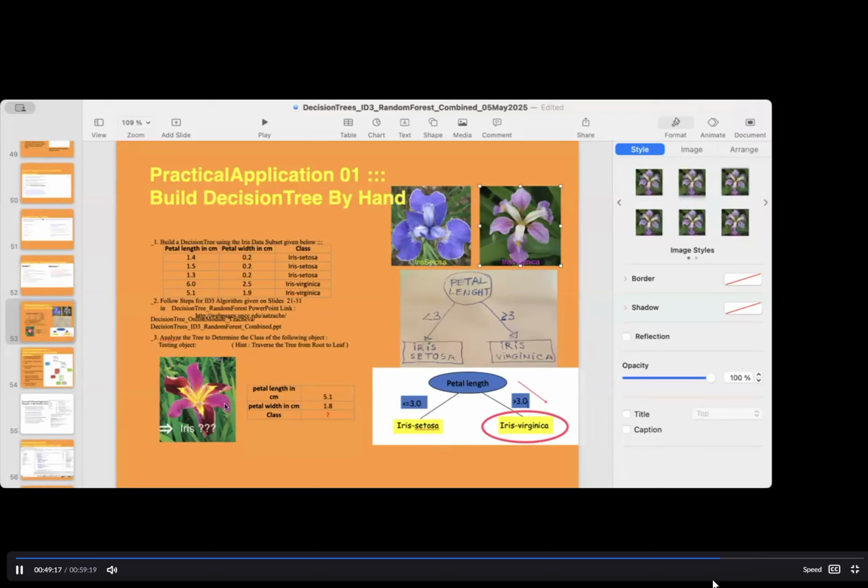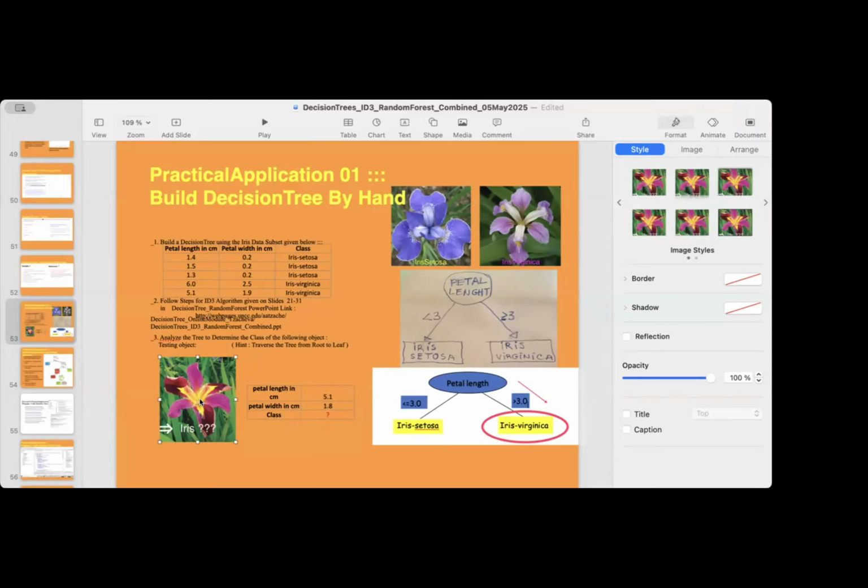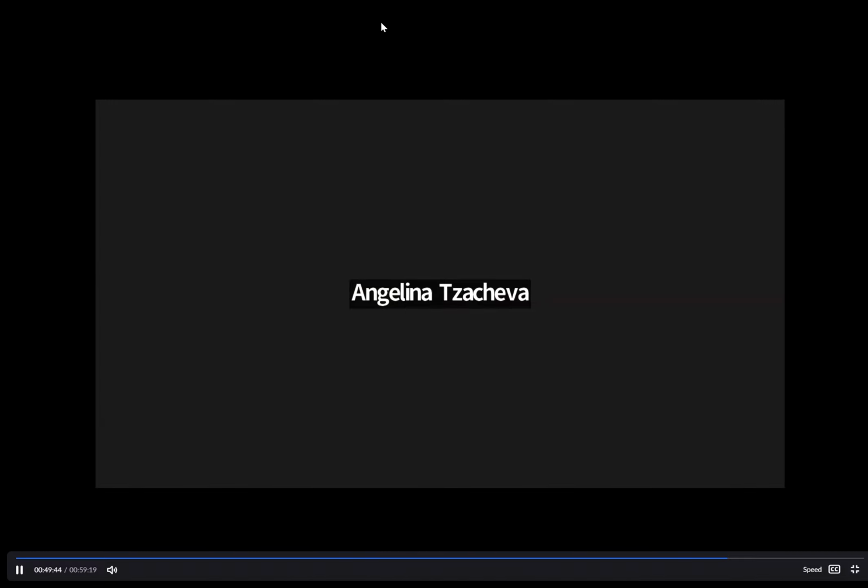And then with the 20%, we will feed a new flower and ask our tree, what kind of iris is this one down here? That ruby red iris right here. Is it an Iris setosa or is it an Iris virginica? And the tree needs to answer this question. That's how we will test our tree. Okay, so let's look at the code for this.